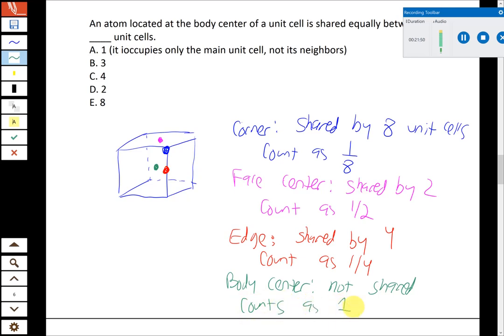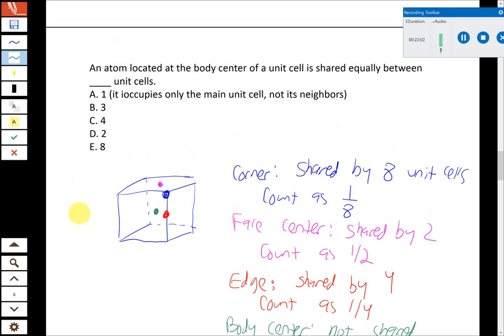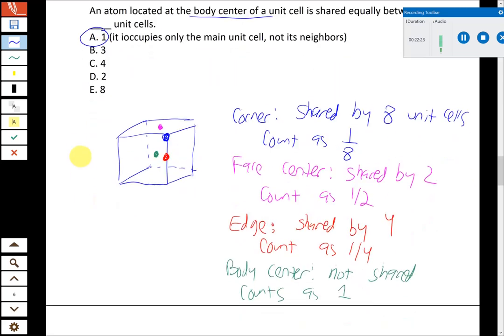Okay, so those are the 4 different positions we can put atoms. And so some of the test questions, you're going to have to basically count how many atoms are in a cubic unit cell, and you're going to have to use these rules to do it. So this one asks about the body center. And as we said, the body center is shared equally only within 1 unit cell. It occupies the main unit cell, not the neighbors, so that's going to be choice A. The body center is the only position where it's not going to be shared by other unit cells when you stack these together.